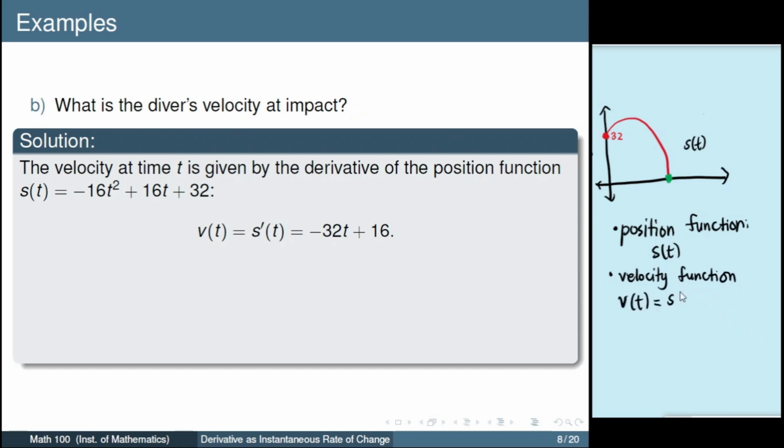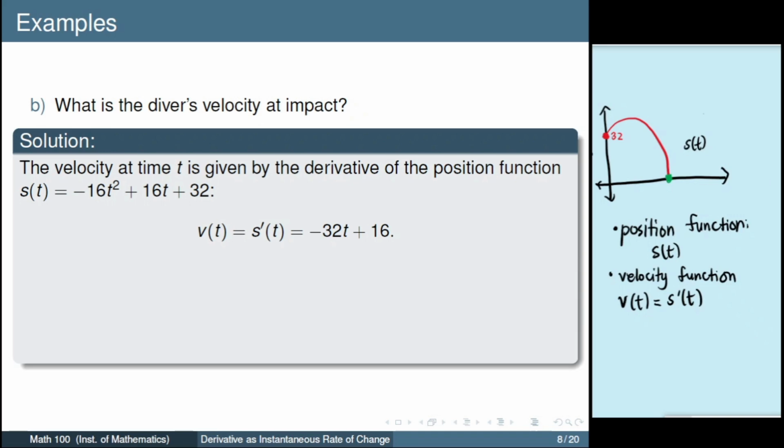This is just equal to the derivative of your position function. Hence, we just simply differentiate s of t here. The derivative of this, we just use power rule. So bring out 2, you have negative 32, then you have t here, plus the derivative of this is 16, and the derivative of this is 0. Hence, the velocity function is negative 32t plus 16.